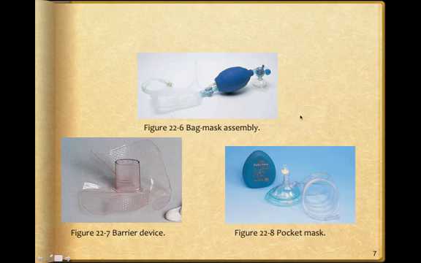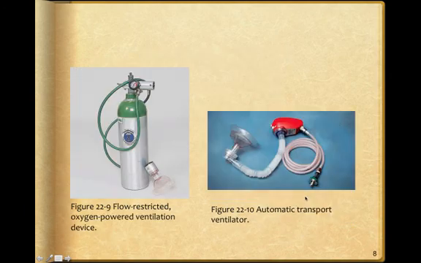BVM assembly, bag valve mask device. Barrier device, and this would be not quite a pocket mask, but this area here is for like a bite block, and this will cover and protect you. One-way valves are generally implemented. This is an actual pocket mask where you can supplement, via this oxygen tube, the amount of oxygen delivery you're giving them.